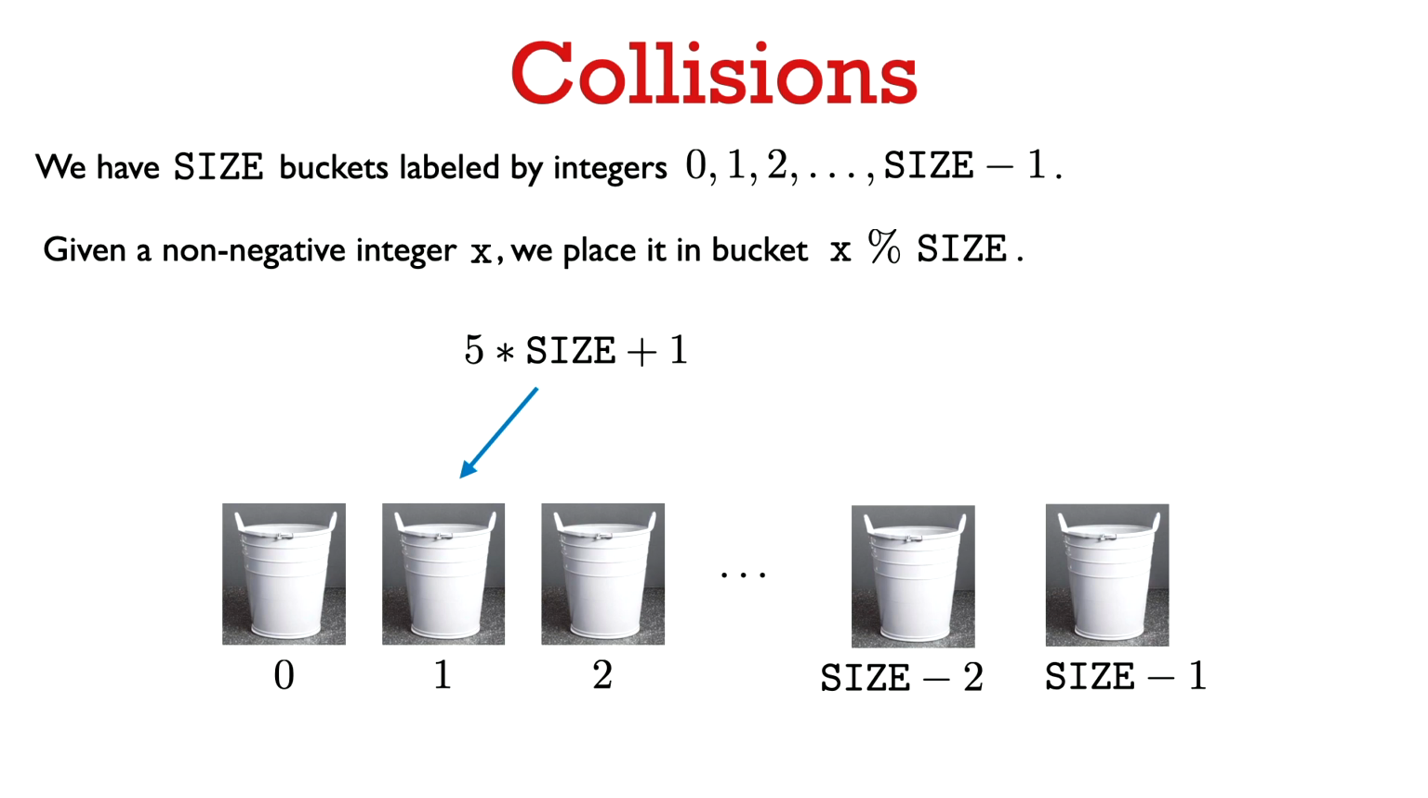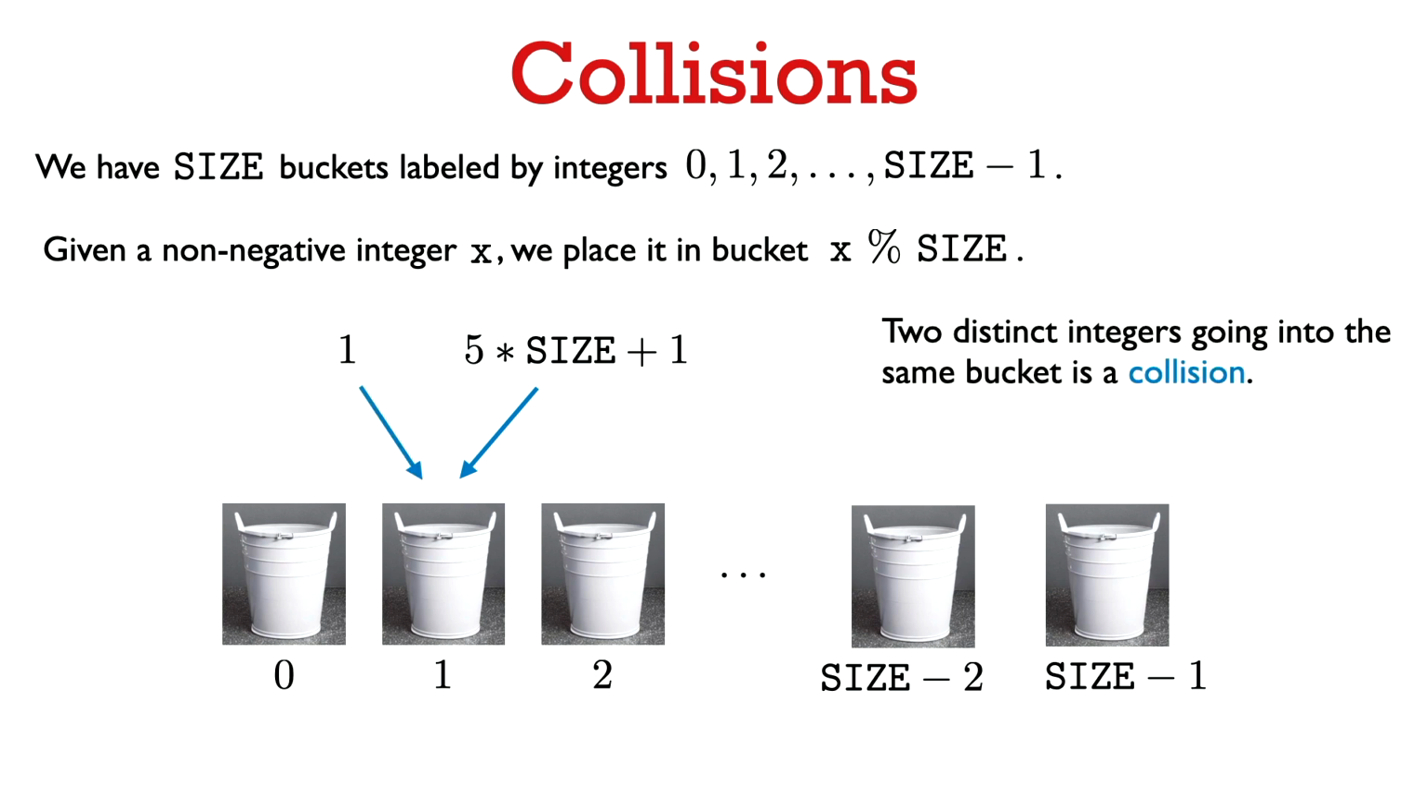So for example, if we have 5 times size plus 1, when we take that modulo size, we just get 1, so that input goes into bucket 1. Now, if we also had input 1, well, that's also equal to 1 modulo size, so that would also be mapped to bucket number 1. And when we have two distinct integers being mapped to the same bucket by the hash function, this is called a collision. So collisions are bad in a hash table, and we want to limit them as much as possible.